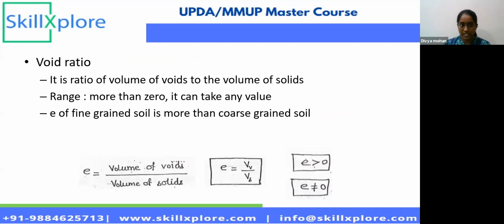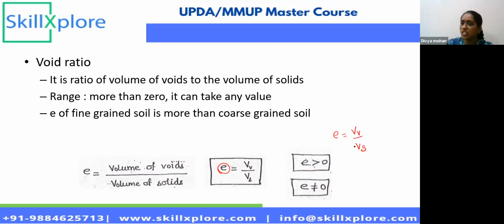Okay, we'll directly go into the terminologies like void ratio, porosity, and everything. These are the parameters which tell about the soil condition in mathematical data. So void ratio is nothing but the volume of voids to the volume of solids. It is termed e. So e is equal to Vv by Vs.